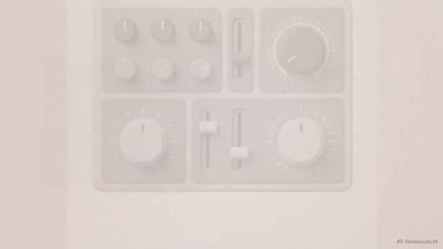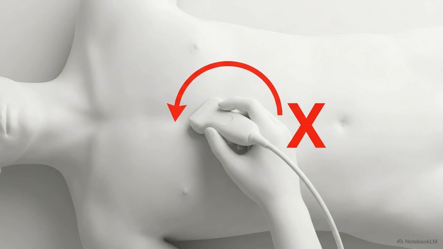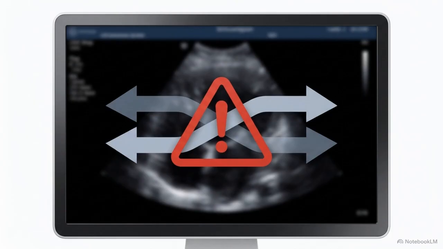This diagram compares a standard ultrasound interface to a cardiac layout. Notice the orientation marker. In almost every other bedside scan, the marker sits on the left. In the cardiac preset, it is strictly on the right side of your screen. You must respect this orientation flip. If you hold the probe backward, you will reverse the left and right sides of the heart on your monitor, leading to a completely inaccurate clinical assessment.